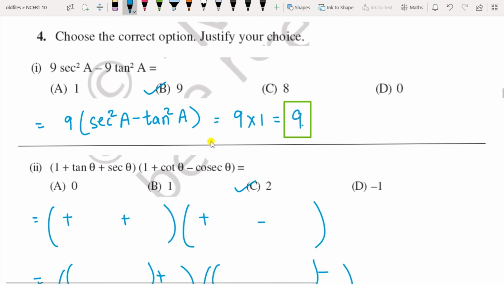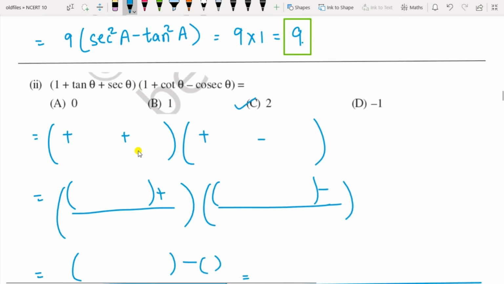Choose the correct option. 9 sec square A minus 9 tan square A equals what? Take out 9 common, this is sec square A minus tan square A, which is 1. So 9 into 1 is 9, that is B, the answer. Next question here.